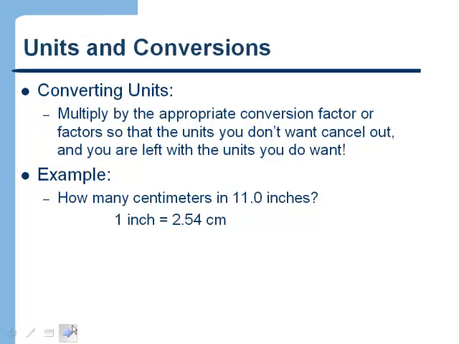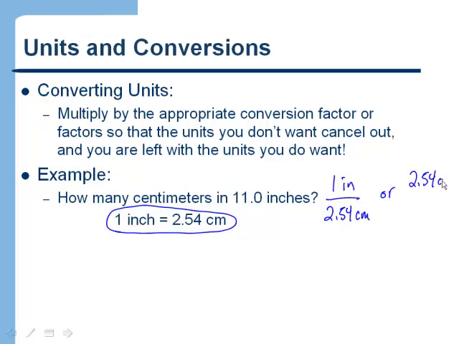So here's a very typical example. We want to know how many centimeters there are in 11 inches. The first thing we need is the conversion factor. So 1 inch is defined as 2.54 centimeters. Now, when we use a conversion factor, we're going to set it up as a ratio. So you can imagine there are two ways I could set that up as a ratio. I could either write 1 inch over 2.54 centimeters, or I could write 2.54 centimeters over 1 inch.